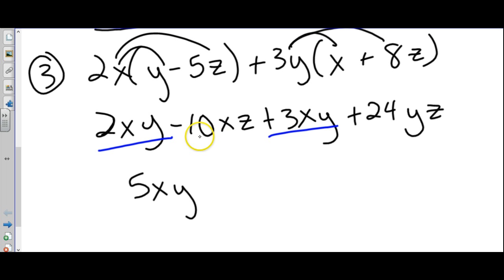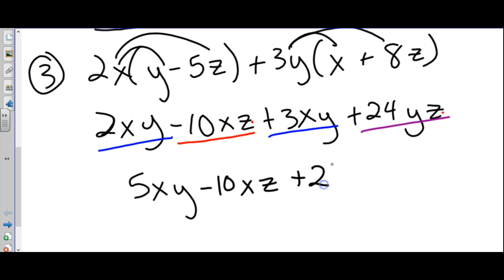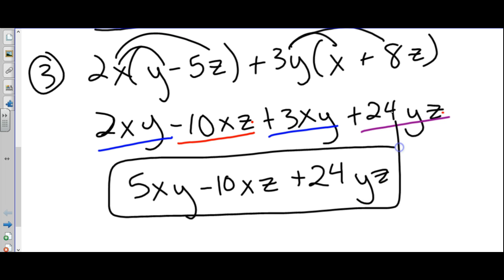So let's check 10xz. We have an x, we have a z. We go to 24yz, it's a y and a z. So those two are not like terms. They're two different kinds of terms, so we just write them behind the 5xy. And at this point, this is as simplified as we can get. That is all the like terms we could combine together. So that is what we need to know for section 207.